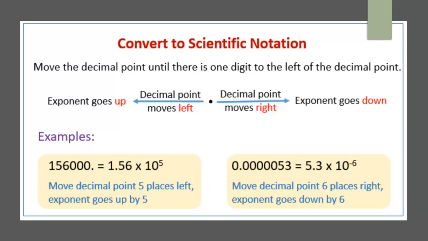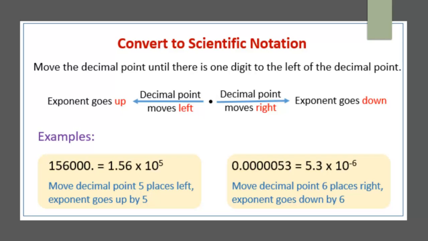So to convert to scientific notation, we're going to move the decimal point until there is one digit to the left of the decimal point. So the exponent goes up when the decimal point moves to the left. And when the decimal point is moved to the right, the exponent goes down. So in the two examples here, we have 156,000. When it moves to the left, it goes up. So that would be 1.56 times 10 to the 5th. And when I have a decimal that's less than 1, you'll notice that my exponent is negative. And that becomes 5.3 times 10 to the negative 6th.